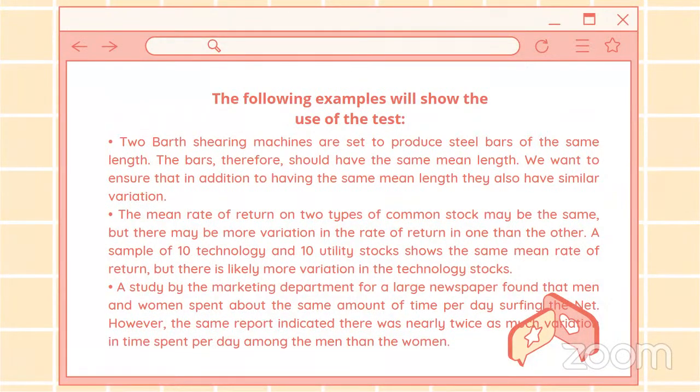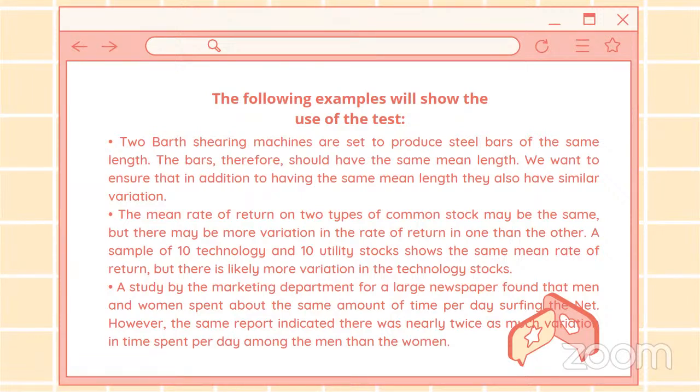The following examples will show the use of the test. Two bar shearing machines are said to produce steel bars of the same length. The bars, therefore, should have the same mean length. We want to ensure that in addition to having the same mean length, they also have similar variation.